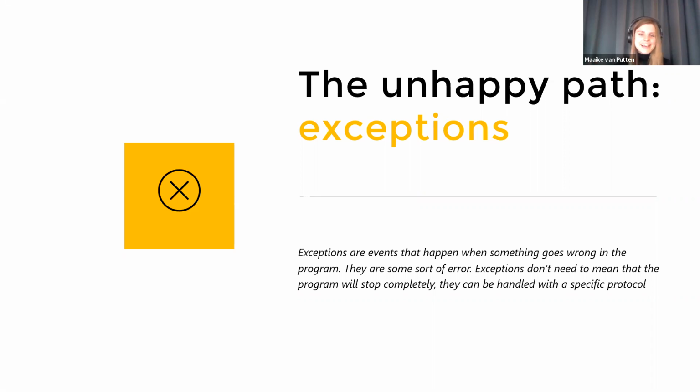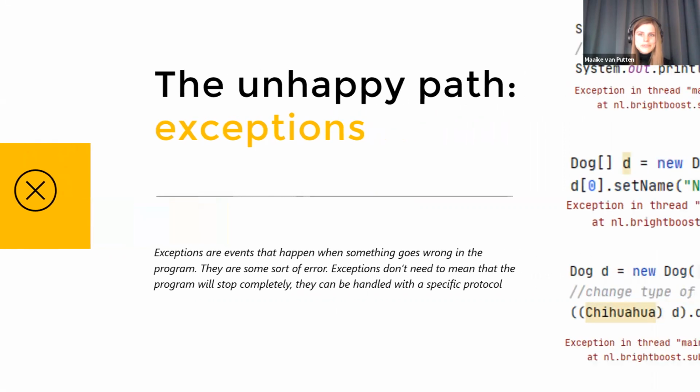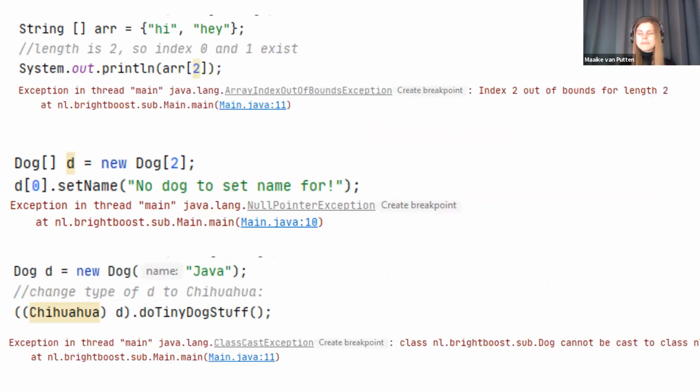So let's have a look at a few exceptions. You have probably seen some of these already. For example, here we have an array, and this array has an index 0 and an index 1. So if we try to grab index 2, we get an array index out of bounds exception. And a clear message. It says index 2 out of bounds for length 2. And also it says where exactly that is happening. So you get quite some clues from Java as to what's going wrong. And then this one, this is usually harder for beginners to get, the null pointer exception.